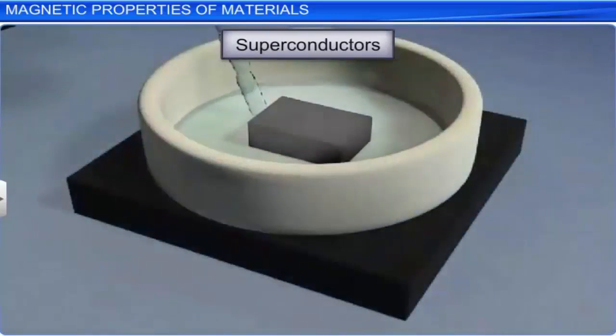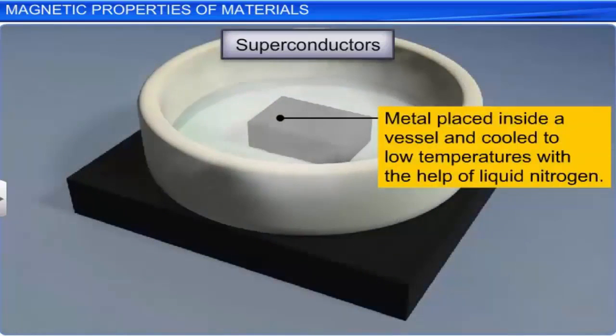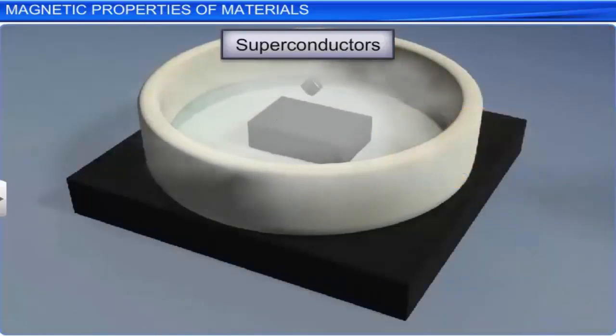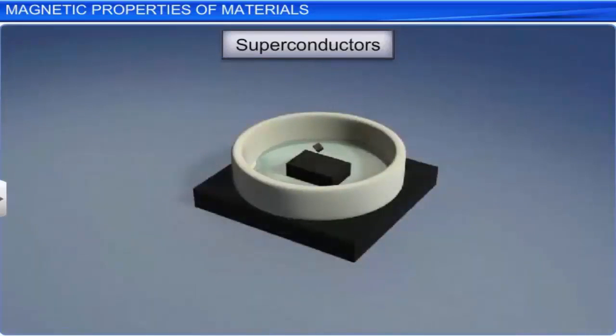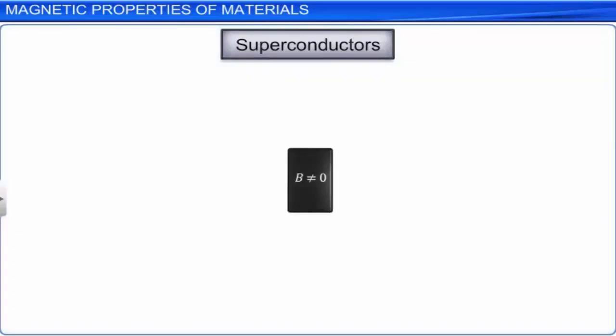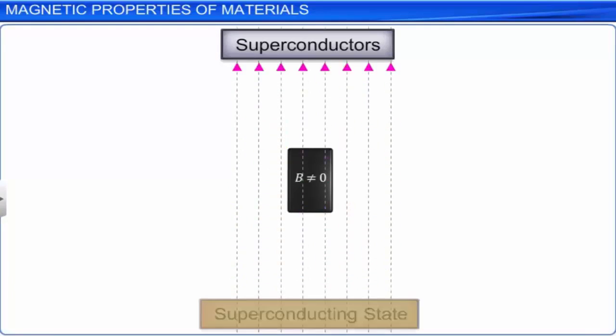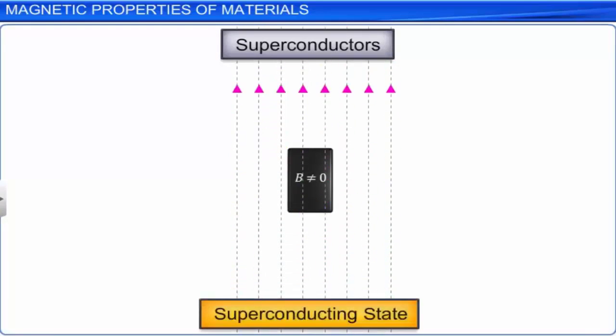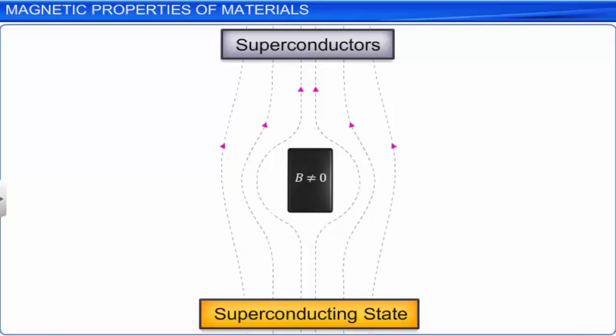When a material is cooled below its transition temperature, it becomes a superconductor. In superconducting state, the material behaves as a perfect conductor of electricity and a perfect diamagnetic material. When a material makes a transition from the normal state to the superconducting state, it actively excludes the magnetic field from its interior and hence repels magnets. This is called the Meissner effect.